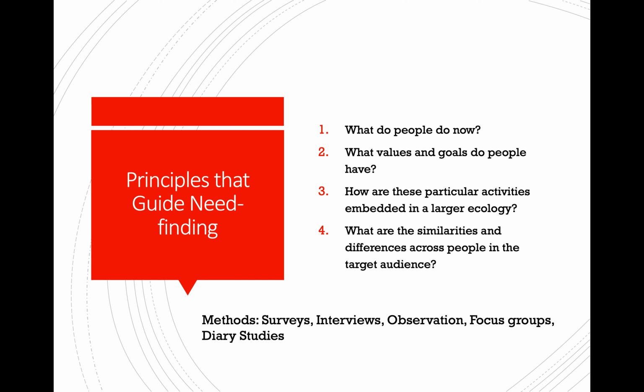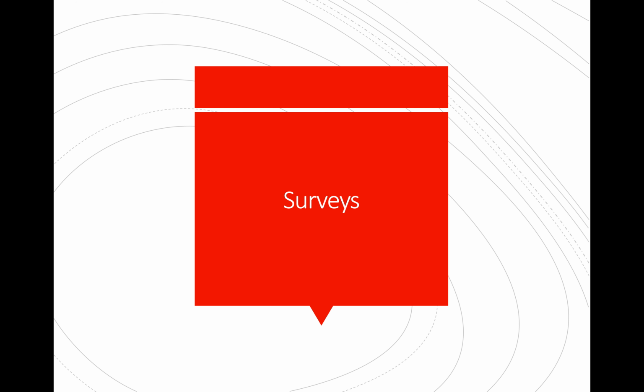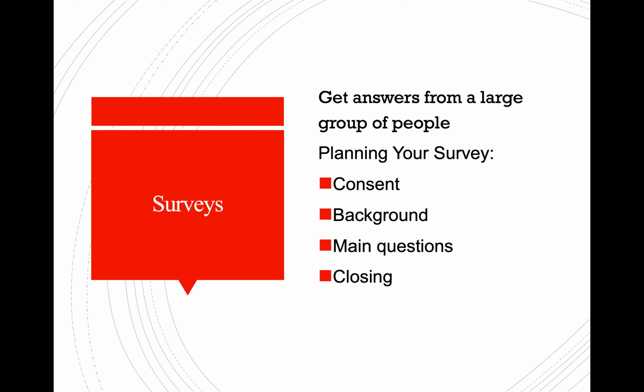So we're really trying to check our assumptions at the door and understand the truth about what people need. And there are a number of methods: surveys, interviews, observation, focus groups, diary studies. These are fairly traditional methods. And in this video, we're going to be talking about the first two, surveys and interviews. So let's start with surveys.